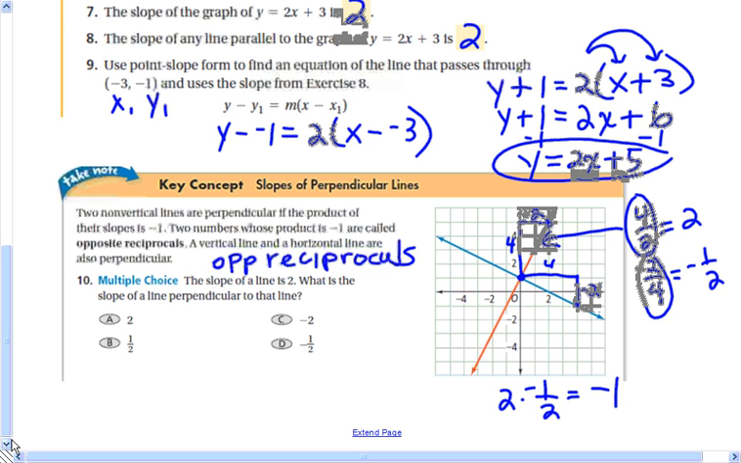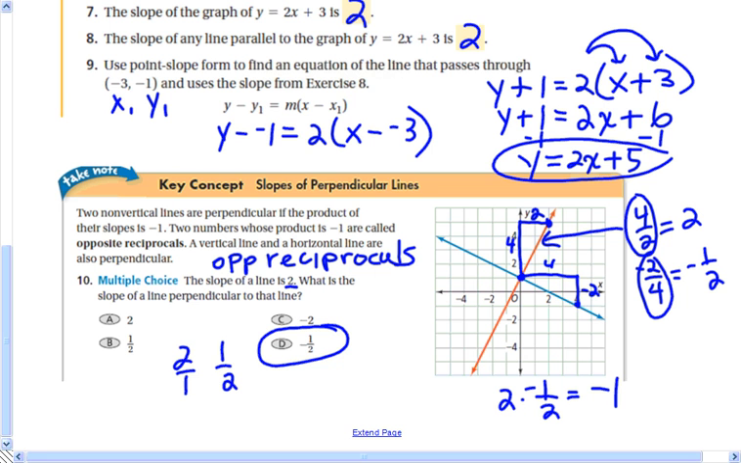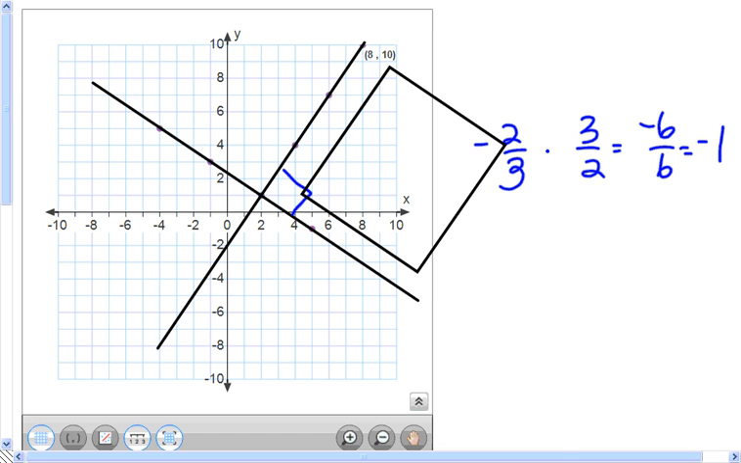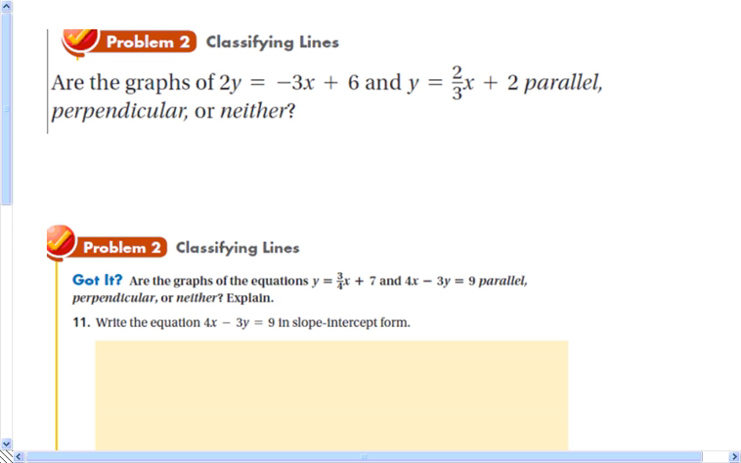So the slope of this blue line, or this red line, is 2. The slope of the line that's perpendicular to that will be the opposite reciprocal. 2 is the same as 2 over 1. Flip that over and put a negative in front of it. And now when we multiply those two, we get a product of -1. And when that happens with the slopes, those two lines will be perpendicular. All right, so let's go ahead and use that to do a couple problems here.